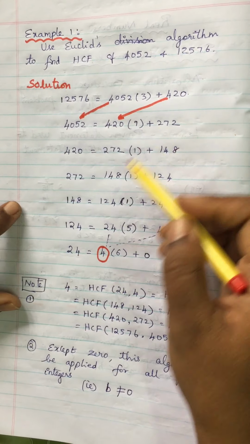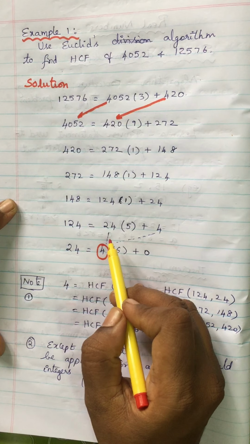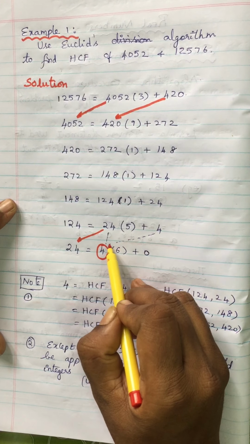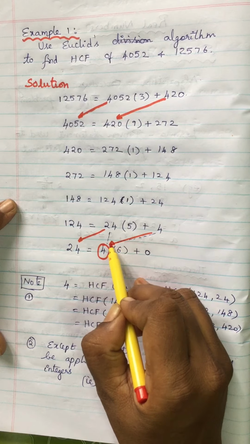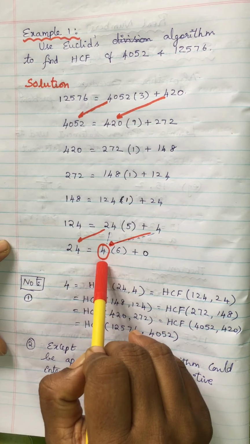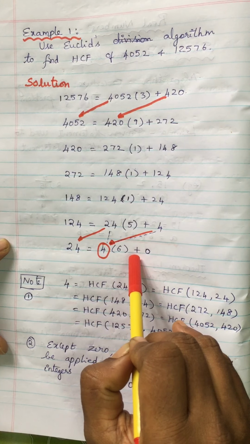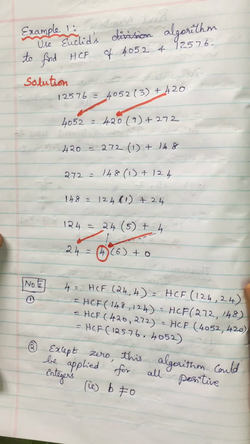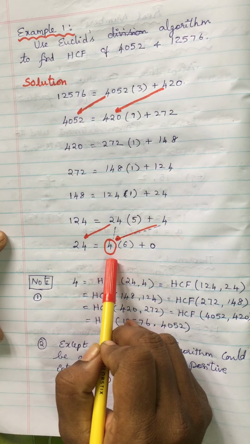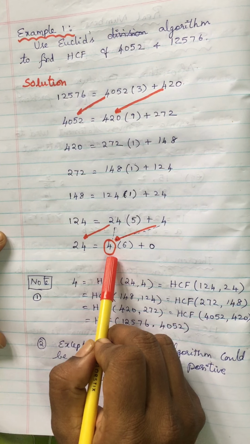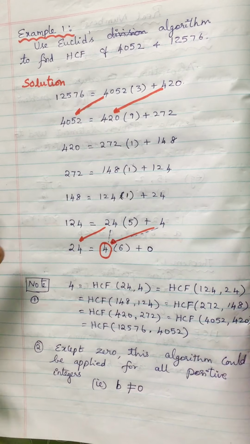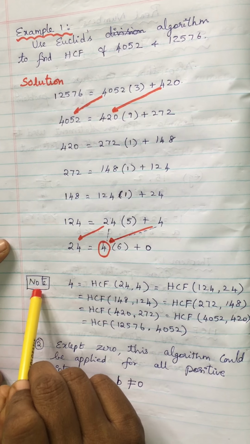If you perform likewise, finally you will end up with 24 and then this 4. If you see the remainder in this step, 4 will go into 24 6 times, and the remainder will become 0. Since the remainder is 0 here, you can conclude the problem. Therefore this 4 is the HCF that you need to find for this example 1. From this you can understand one more thing, which I have given in the note.